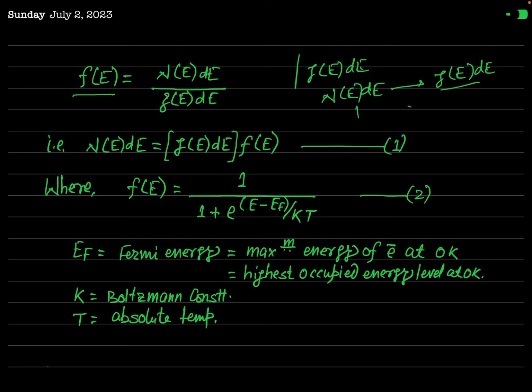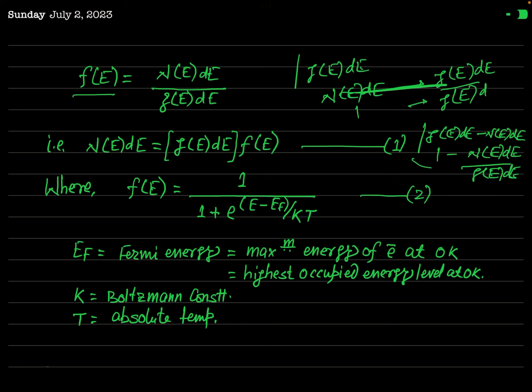Sorry, this is just reversed. You have to say that in G of E dE quantum states, the number of fermions present is N of E dE. Okay? So on average, in one quantum state, what will be the number of fermions? That will be N of E dE divided by G of E dE.